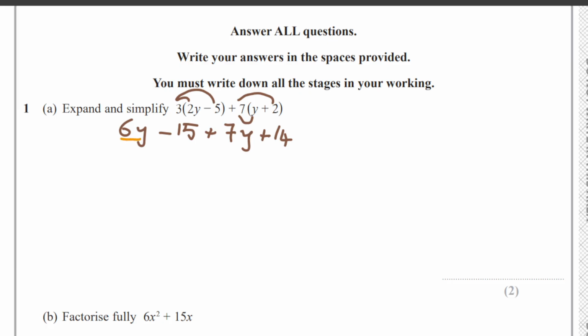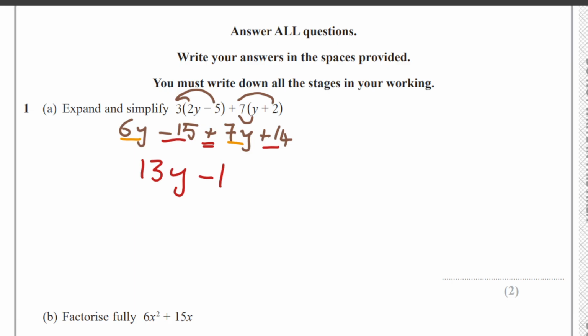This has a y in it and this has a y in it, so they look alike. So let's add them. 6y plus 7y is 13y, and then minus 15 plus 14 is minus 1. Many students don't know how to do the negative numbers. How is it minus 1?